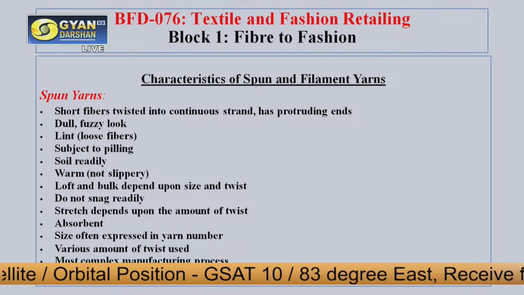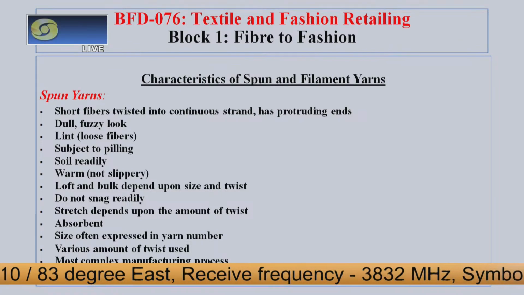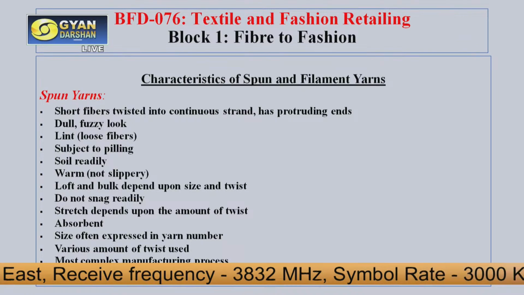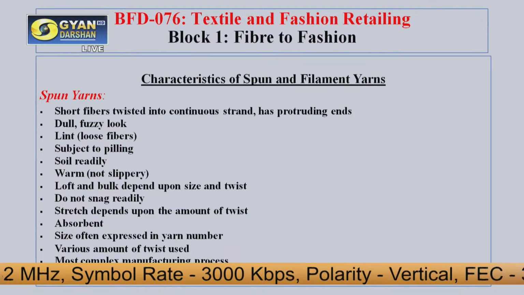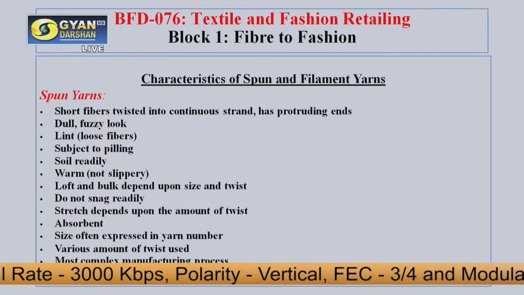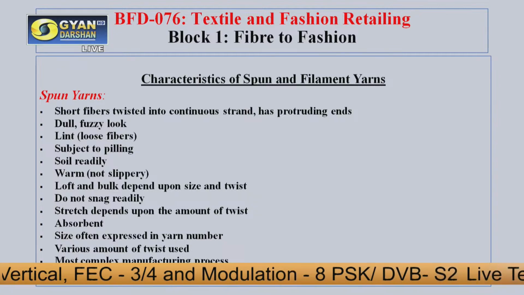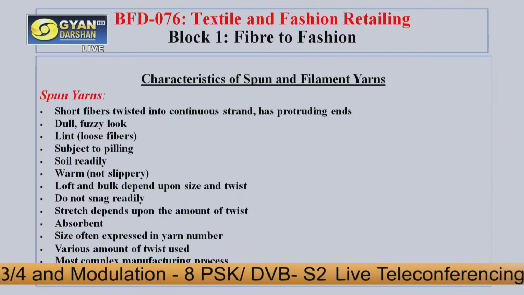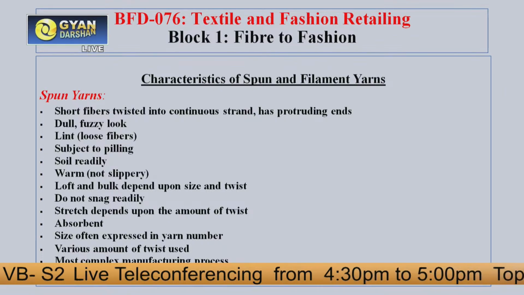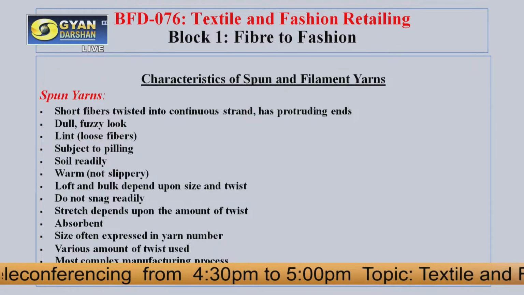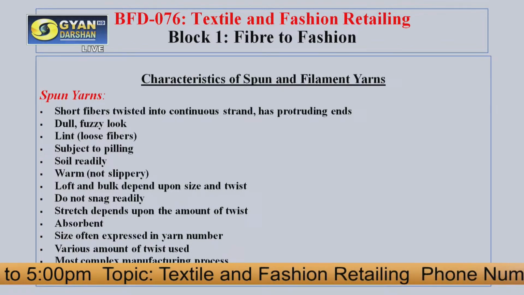Let us see the characteristics of spun or staple yarns. The main characteristics of spun yarn are that it is short fiber twisted into a continuous strand, has protruding ends, a dull fuzzy look, and lint or loose fibers. It is subject to pilling. If it is a small length fiber converted into yarn, there is a chance that the fabric developed from it may have pilling on the fibers or the fabric.